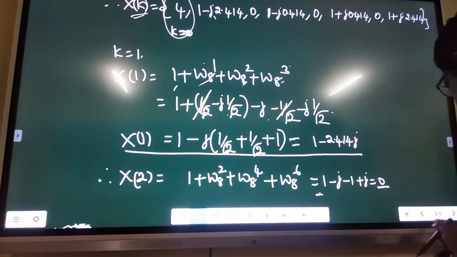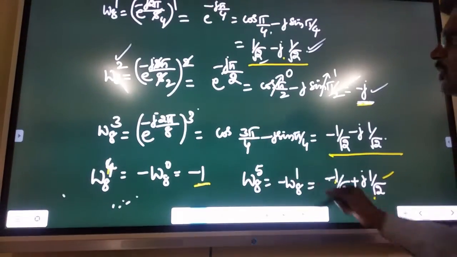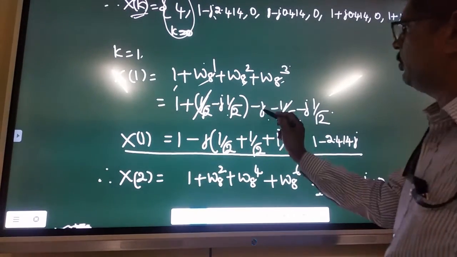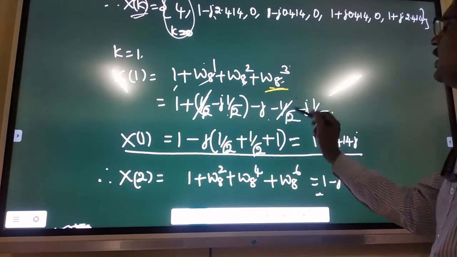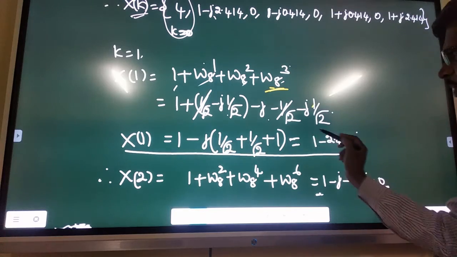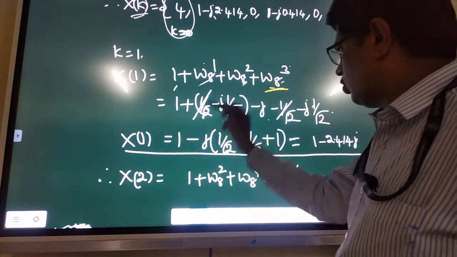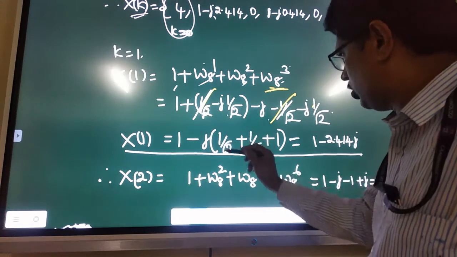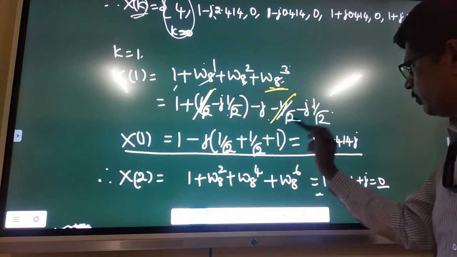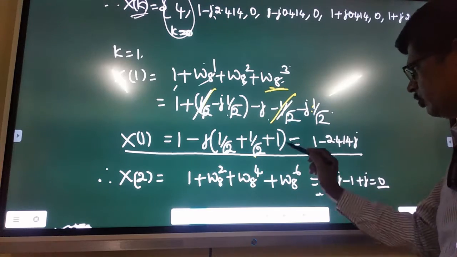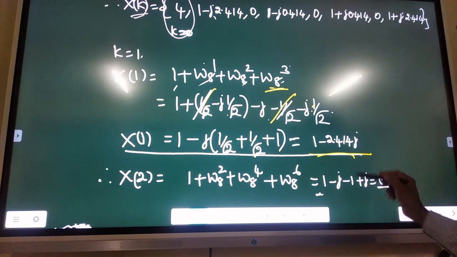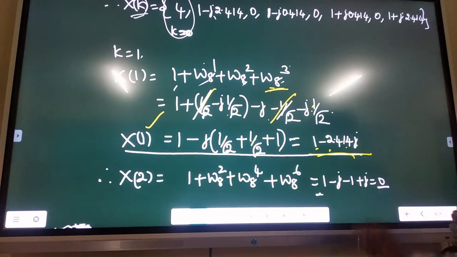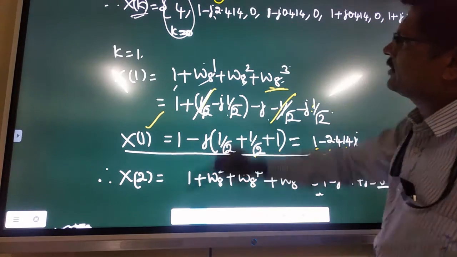Similarly, omega 8 power 2 is nothing but minus j. See this. Omega 8 power 2 is minus j. Substitute here. Omega 8 power 3 is minus 1 by root 2 minus j1 by root 2. Then simplify. 1 by root 2, 1 by root 2 gets cancelled. Which you solve, you'll get the second sample as 1 minus 2.414j. That is the second sample.